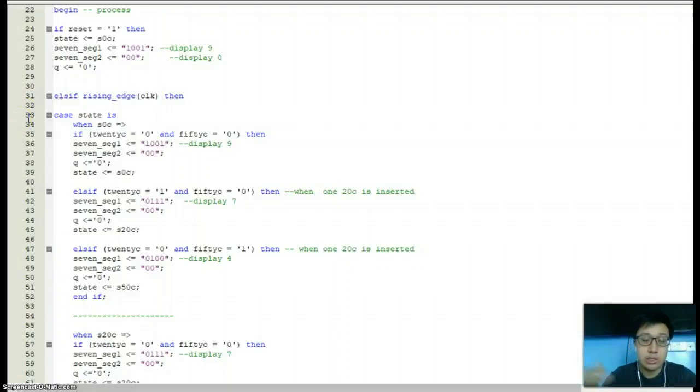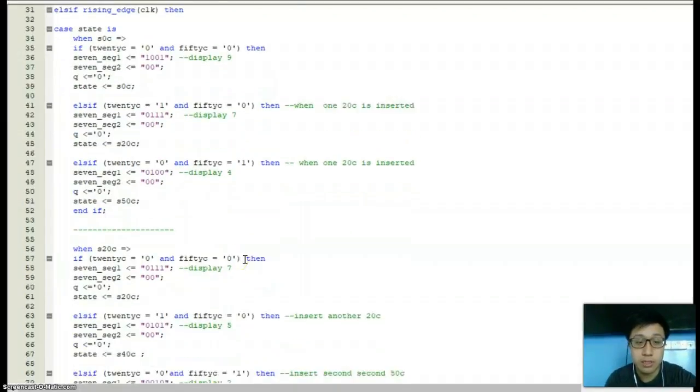So this is the first pattern. If the user puts in 20 cent first, and second they put in 50 cent, then the display will be 40 cents, because 70 minus 50 cents is 40 cents. This is the first pattern.